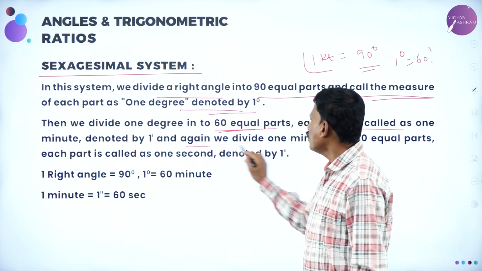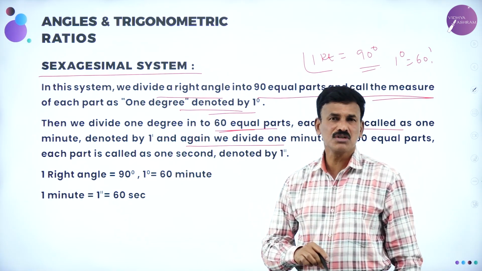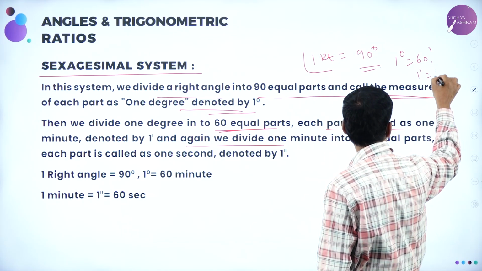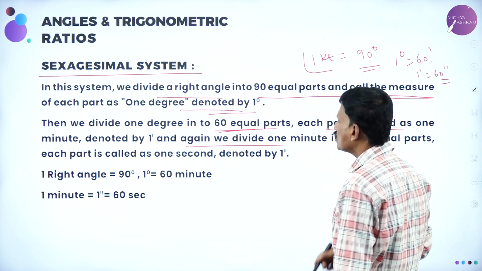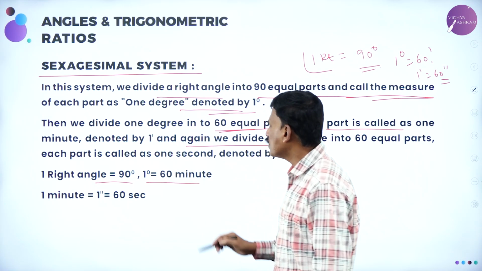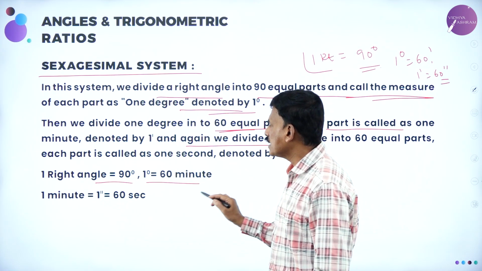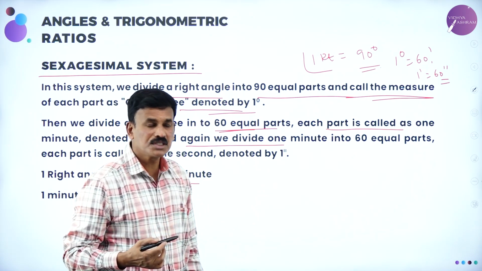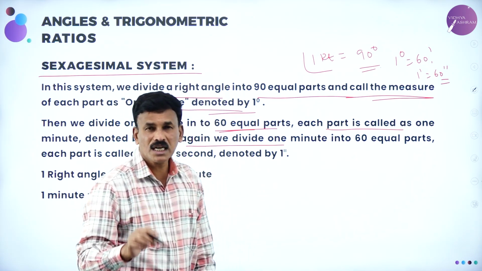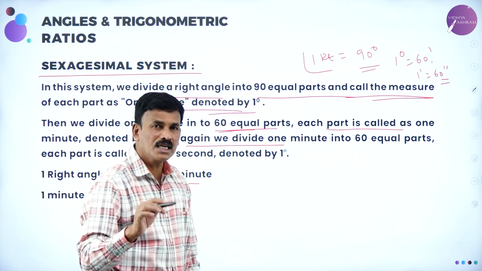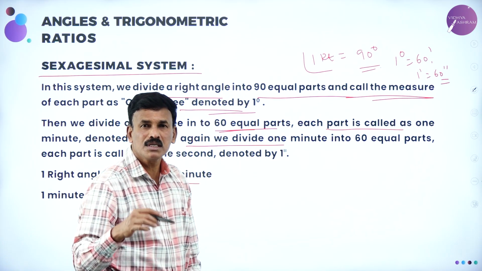Again, 1 minute is divided into 60 equal parts and each part is called a second. Therefore, 1 minute is equal to 60 seconds. Thus, in this measurement, one right angle is equal to 90 degrees, 1 degree is equal to 60 minutes, and 1 minute is equal to 60 seconds. Hence, in this sexagesimal measurement, we divide an angle into degrees, degrees into minutes, and minutes into seconds.